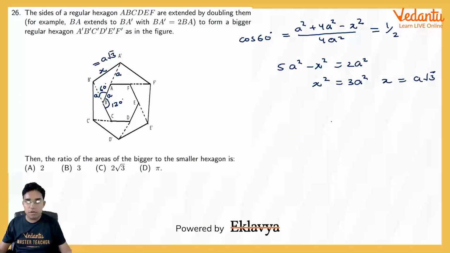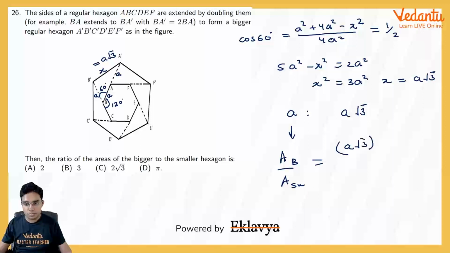Now that is all we need to do. If I compare both the regular hexagons, their corresponding sides are A and A root 3. And if we have to find the ratio of their areas, bigger to smaller, it should be in the ratio of their squares.